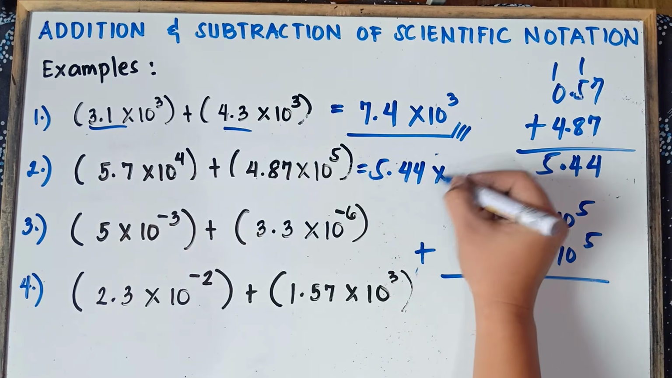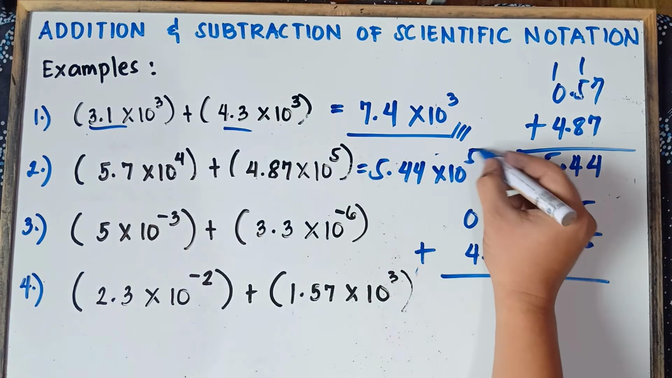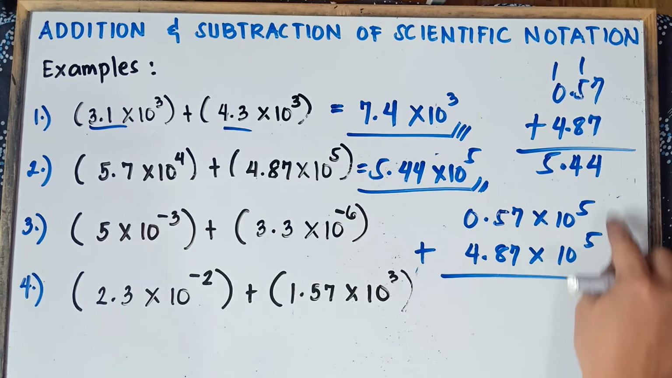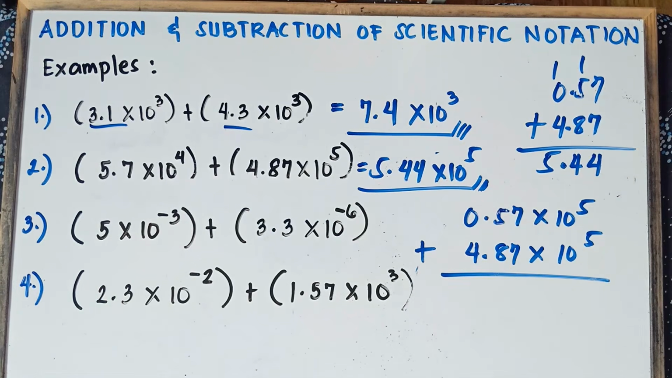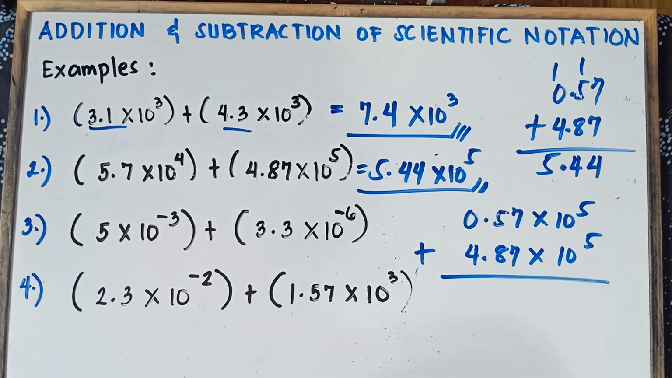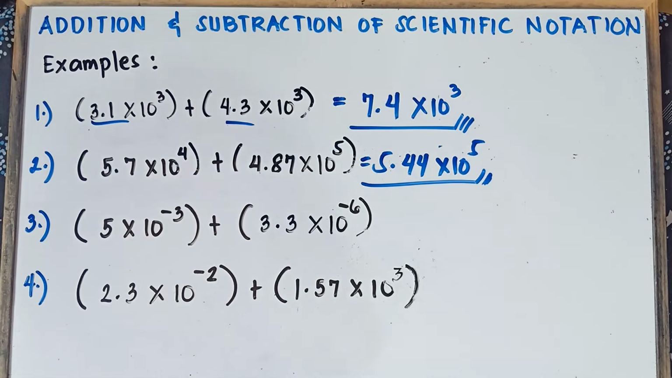So therefore, the answer is 5.44 times 10 raised to the power of 5. Okay, we convert this one into this one. So they have the same exponent, simply copy the exponent. That's it, class. That's the answer with regards to example number 2. I hope it's clear for you, class. Alright, so let's proceed now to example number 3.